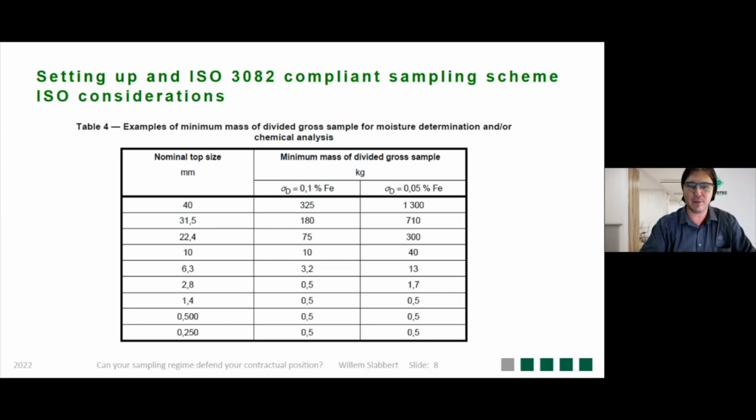As we can see from the table, as we move from a 40 millimeter particle size down to a 250 micron, the amount of sample we require ranges from 325 kilograms all the way down to half a kilogram, or 500 grams, for a required precision level of 0.1%. If we require a more stringent, a tighter bell distribution curve around our average result of 0.5%, we can see from the table that we need much more sample at coarser size fractions to achieve those refined precision levels.